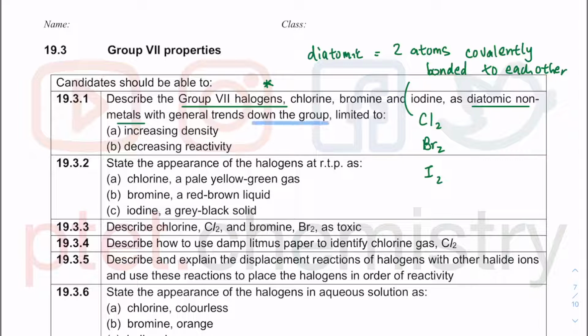Down the group, also known as descending group 7, as shown in the periodic table, you're going to get increasing density. We know that density equals mass over volume. That is from your physics component or your lower secondary science: how heavy you are and how much space you occupy. So your density increases, and you also have decreasing reactivity.